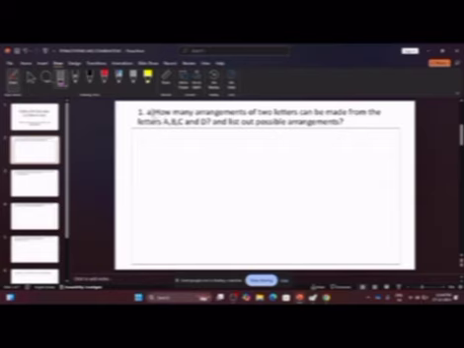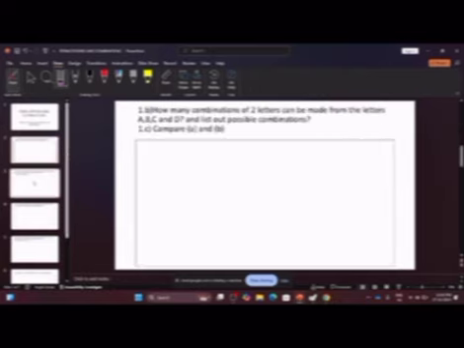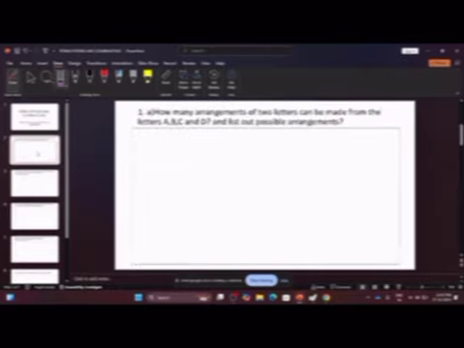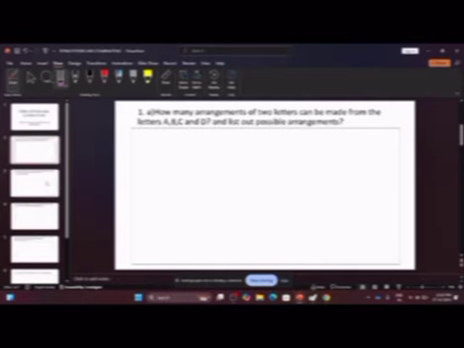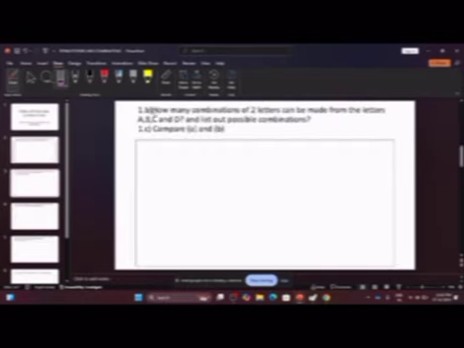In the first set, the first sub question is: how many arrangements of two letters can be made from the letters A, B, C, and D, and list out the possible arrangements. In the second question, I just replaced the word arrangement with combinations. Can you see the similarity between these questions? Here the situation is the same, but the first sub question asks us to find the arrangements, and the second asks us to find the number of combinations. In the third sub question, they ask us to compare the number of permutations and the number of combinations.